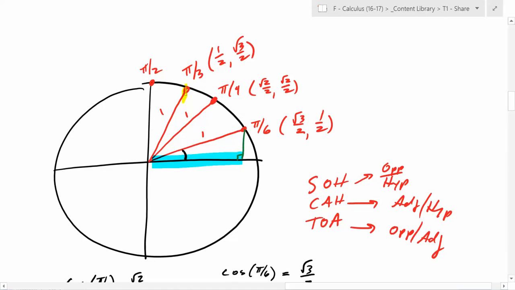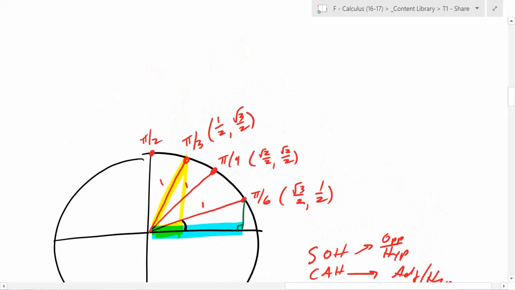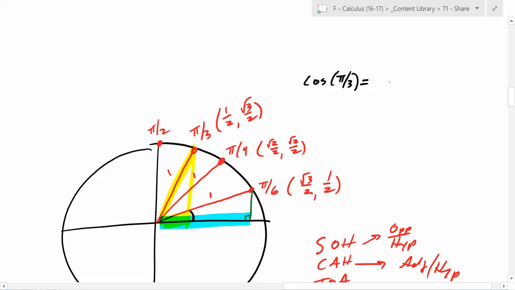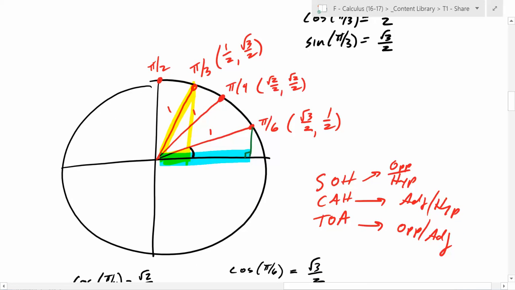Okay, so what about this triangle right here, the yellow one? That yellow one right there, that's pi over 3. What's cosine of pi over 3? What's the adjacent side length of that triangle? 1/2. Done. What's the sine of pi over 3? Root 3 over 2. Exactly. You need to know these cold, instantly, or it'll be very hard for you to do major portions of this class. All of the other trig values are just reflections.